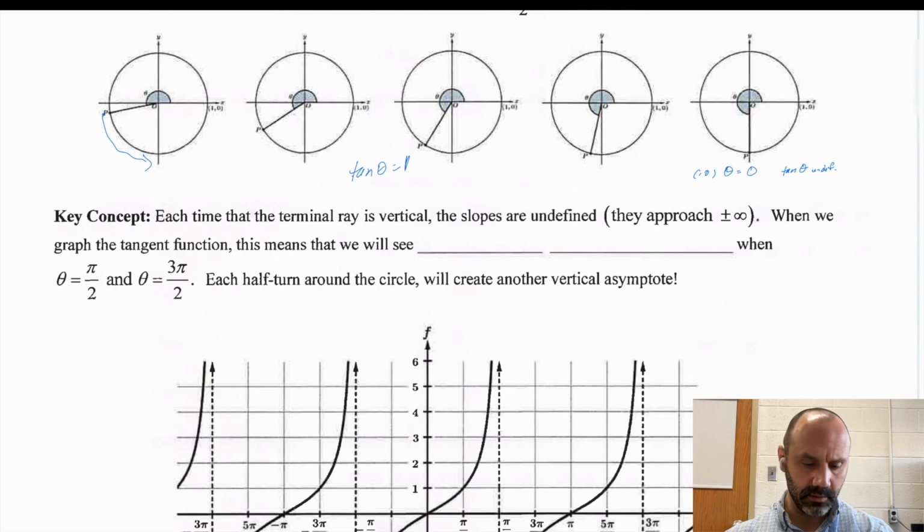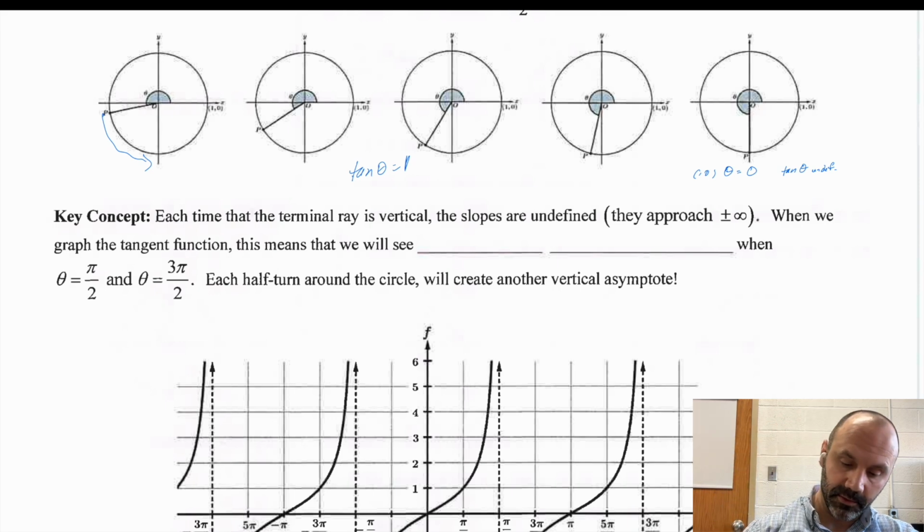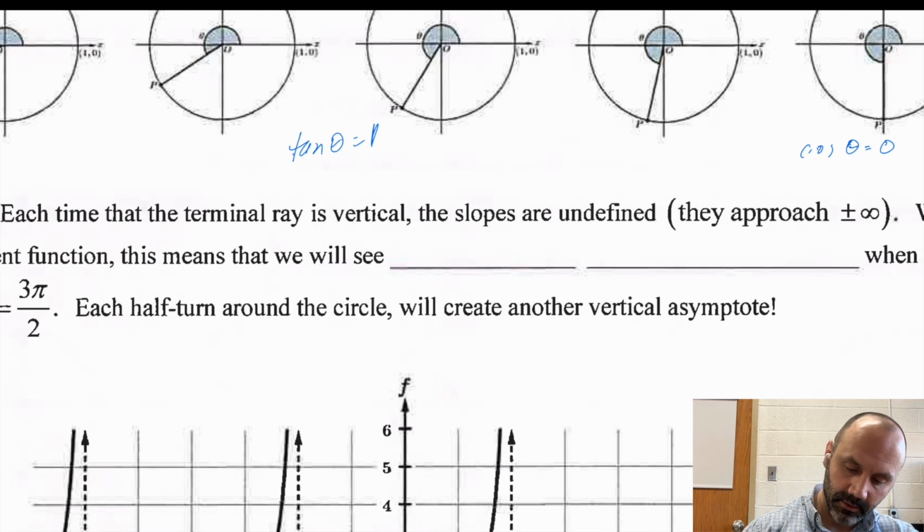And so we can go down to this graph now. When we graph the tangent function, this means we will see vertical asymptotes. I've already mentioned that, but now we make it official because we write it on the worksheet. It's not how you spell that, asymptotes.